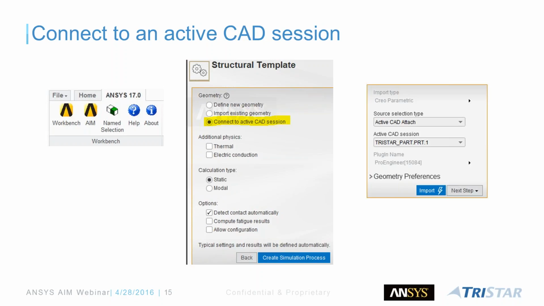As it guides you through those workflows that I was talking about, you have the ability to connect to an active CAD session. So once you have configured your CAD, it understands that to browse and select, and gives you a list of the current parts that are available on the CAD side. For example, here I'm able to just select my TriStar.part.prt, and I can bring that into AIM.